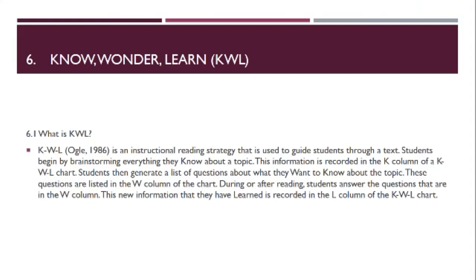It is an instructional reading strategy that is used to guide students through a text. Students begin by brainstorming everything they know about a specific topic. This information is then recorded in the K column of the KWL chart. Students then generate a list of questions about what they want to know about a specific topic. These questions are then listed in the W column of that chart. During or after reading, students answer the questions that are in the W column. This new information that they have learned is then recorded in the L column of the KWL chart.